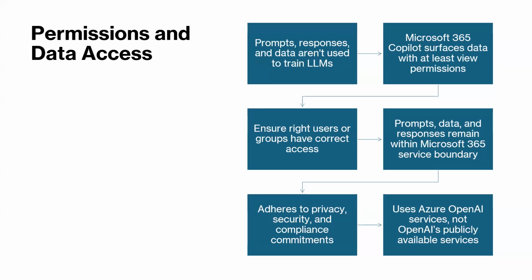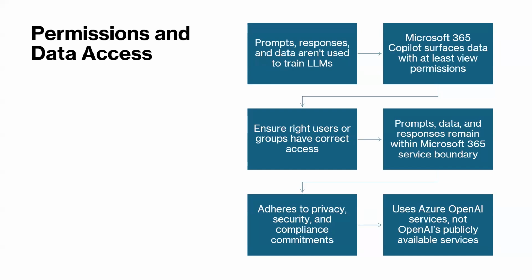So what data does it surface? If I'm a user and I'm in Copilot and I ask it for something, what's it going to surface on my network? Let's say I was looking for some information about last year's sales or something like that.